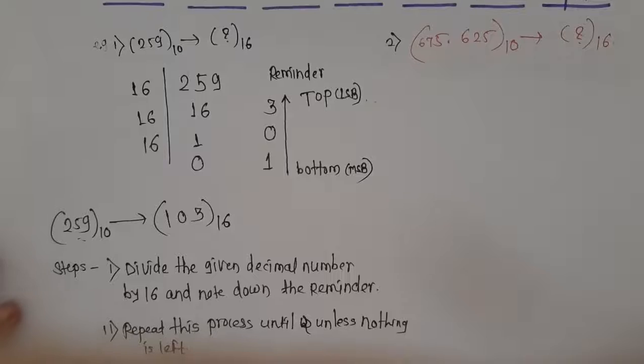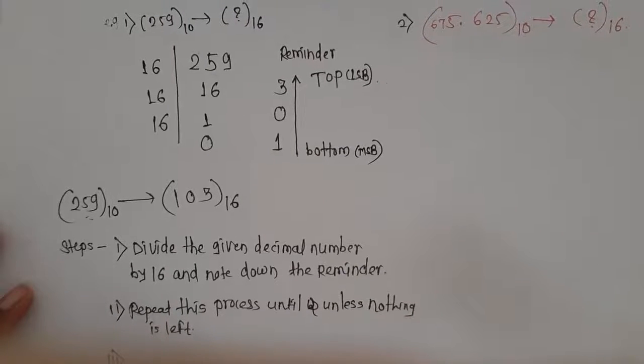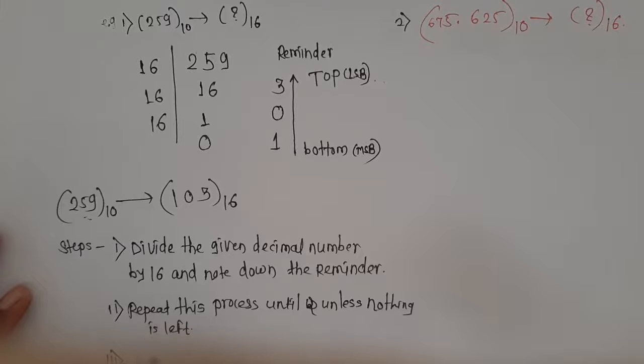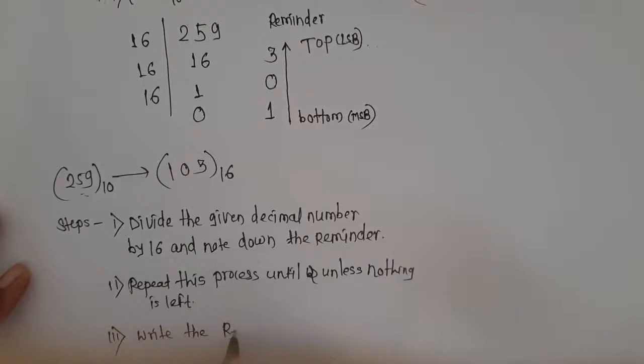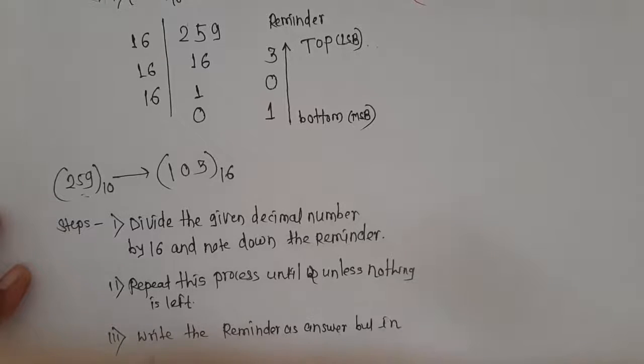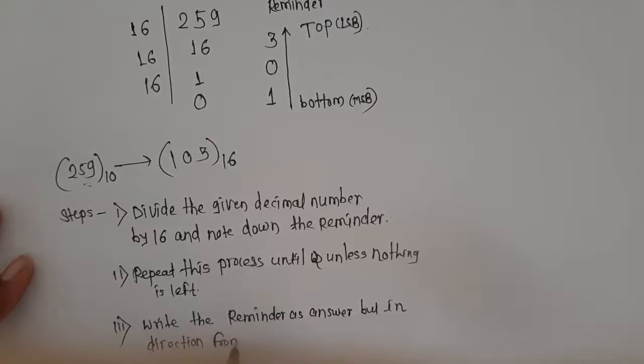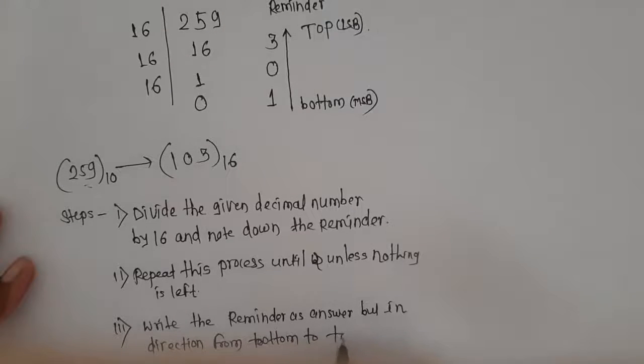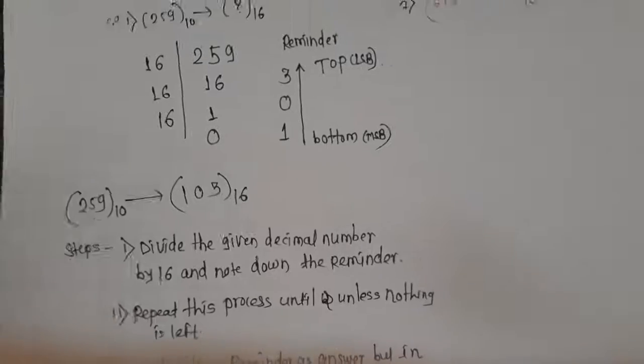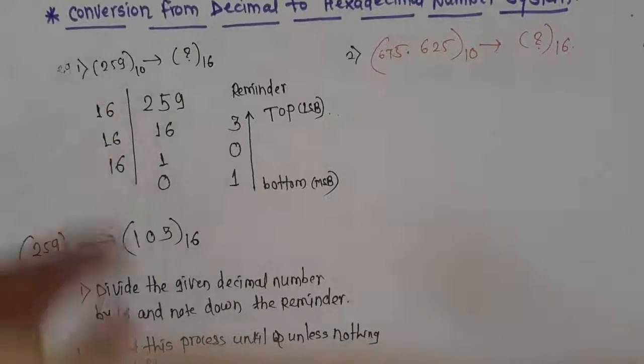And what is the third step? Write the remainder as the answer. But in which direction? In the direction from bottom to top. So this is the first part, that is, the case of the integer part.